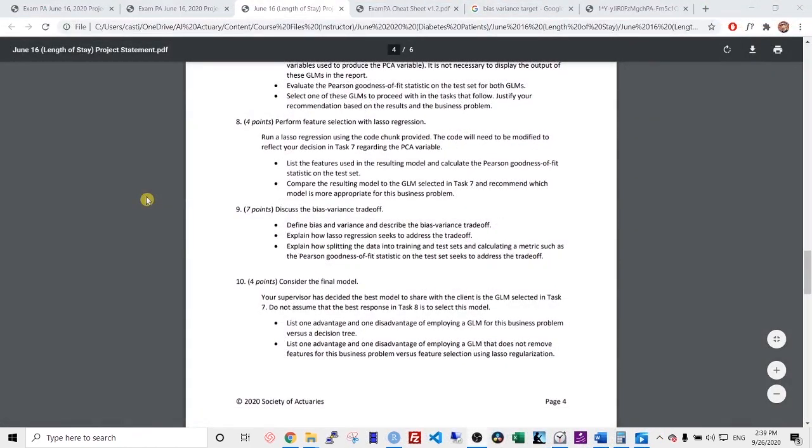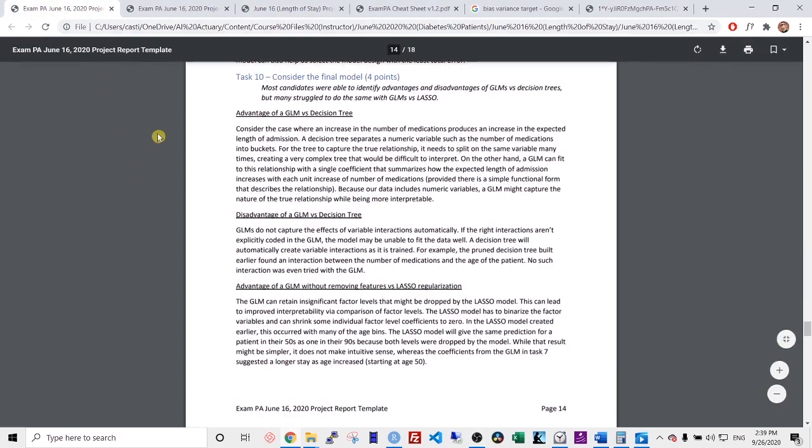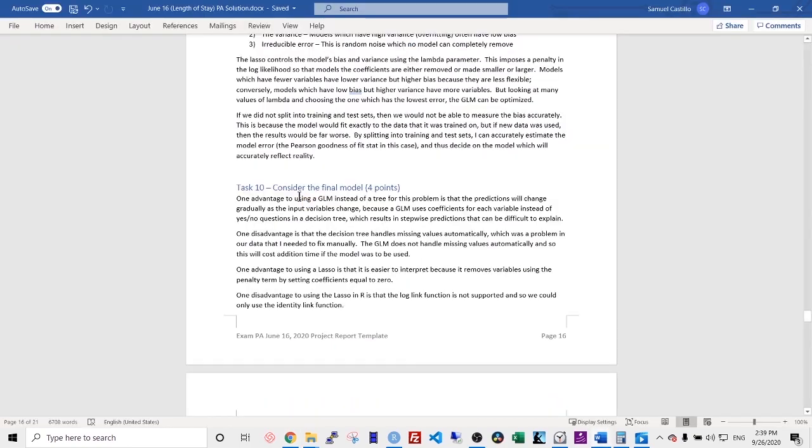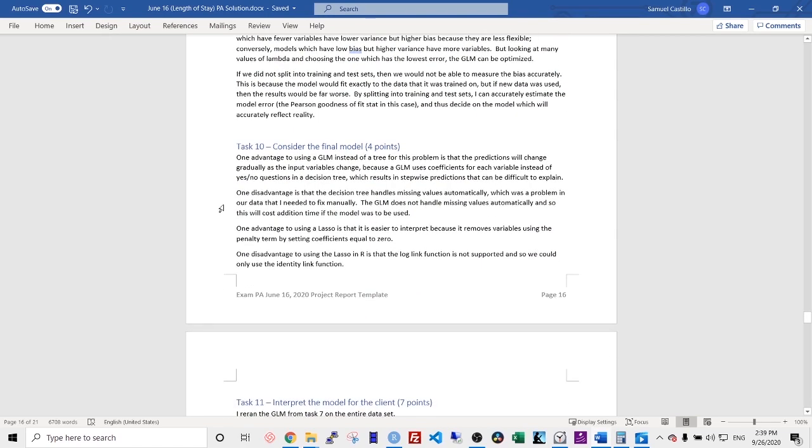Task 7 asked you to consider the advantages and disadvantages of the final model. As I was answering this question, I did not include the interpretation to the business problem as the SOA solution did. This is really incorrect and would have probably resulted in only earning 2 or 3 points. The solution that you saw in the video was statistically correct.